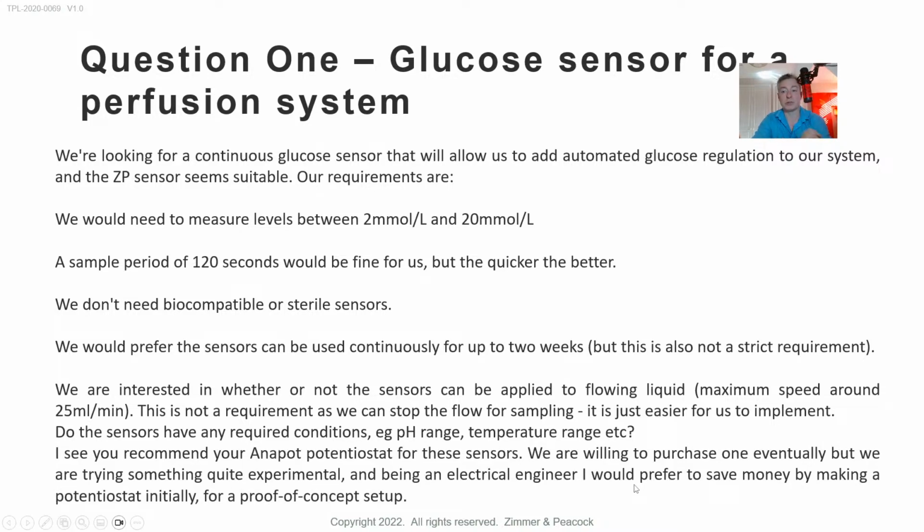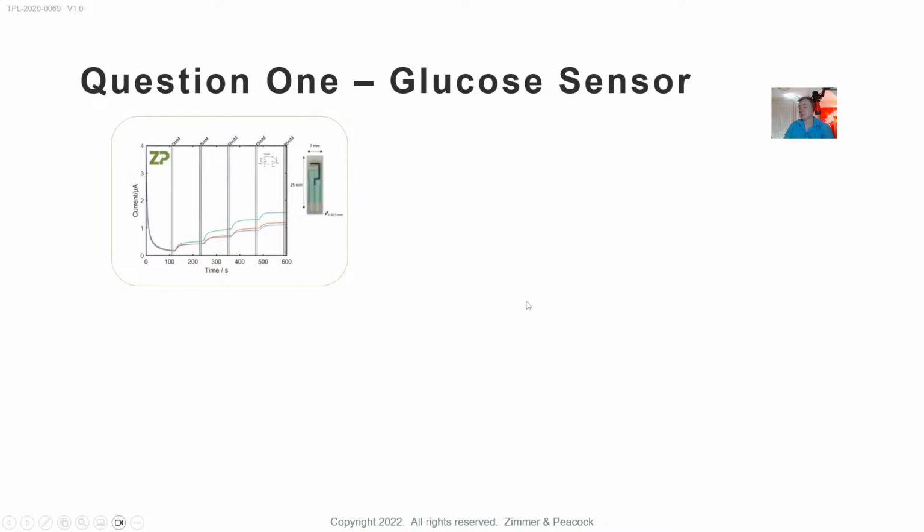It's also saying here, look, I'm not so interested in the R&D potentiostats. I want to build my own. Understood. I'll also give you a little bit of guidance on that as well. So just to say that I will link to this data as well.